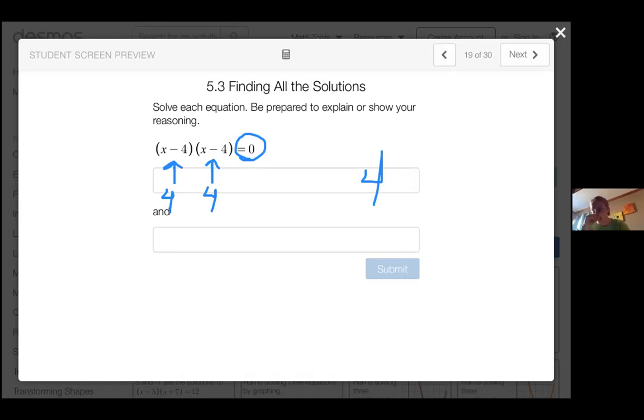on the graph. And when this happens, what's happening graphically is it's going to hit 4 and touch back. It's what we call kind of a bounce. It's not going to go through the x-axis. It's just going to touch the 4 and come back up.